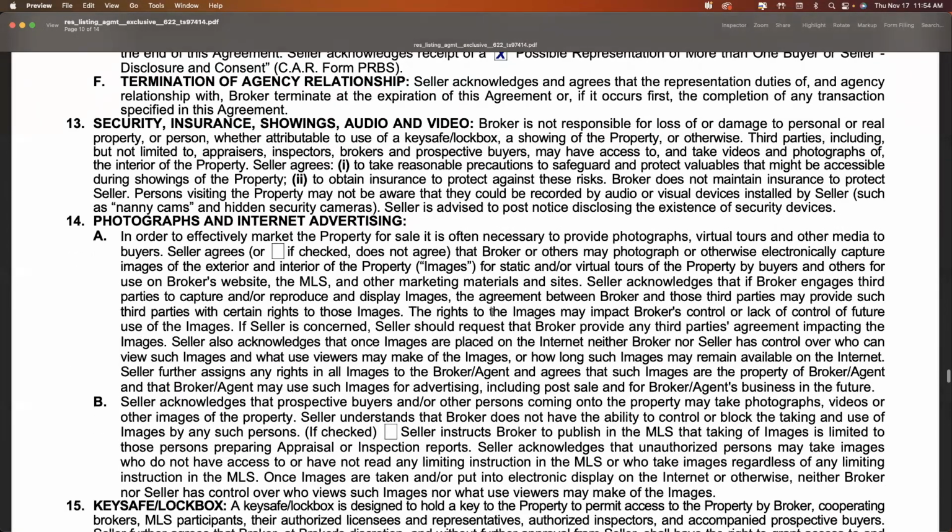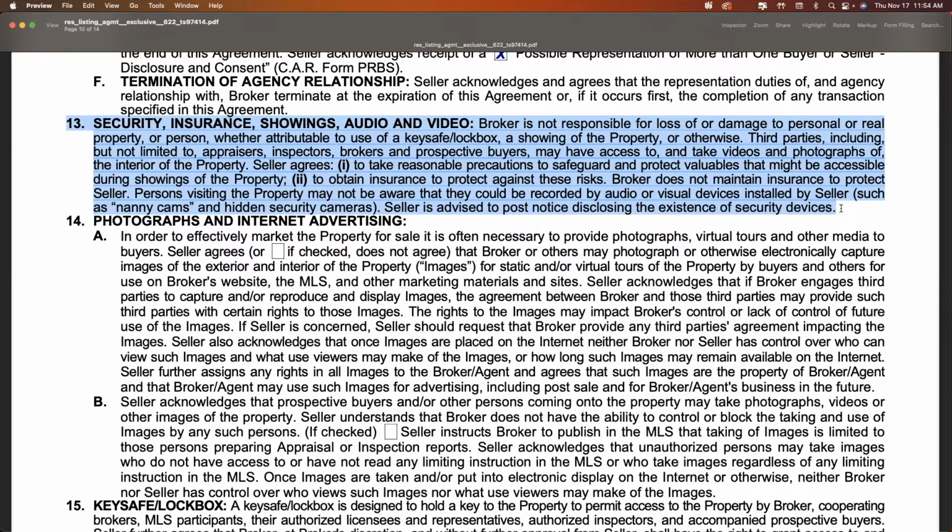This one, I will tell you right here, 13 is important that you have this conversation with your clients. Okay. I'm going to read it. Broker is not responsible for loss of or damage to personal or real property or person, whether attributable to use of a key safe lockbox, a showing of the property, or otherwise.